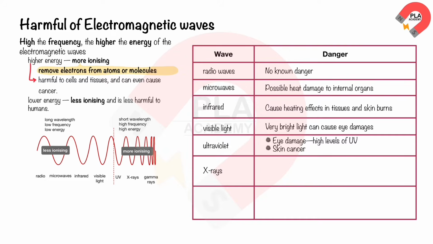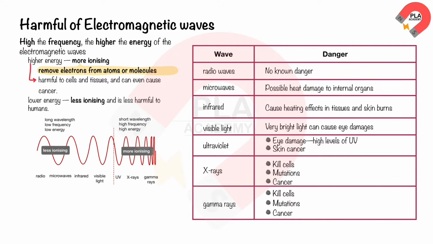X-rays. X-rays are the most ionizing radiation, meaning they are able to penetrate the body and cause internal damage, so they are caused to kill cells, mutation of genes, and cancer. Gamma rays. The harmful effects of gamma rays are like X-rays, because they are the most ionizing radiation, so they are caused to kill cells, mutation of genes, and cancer.